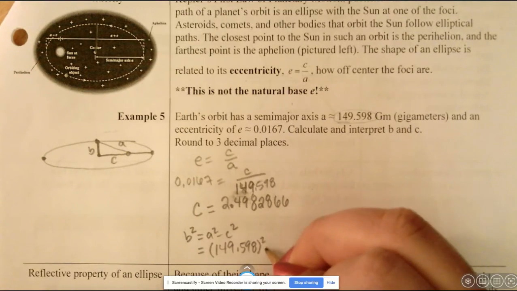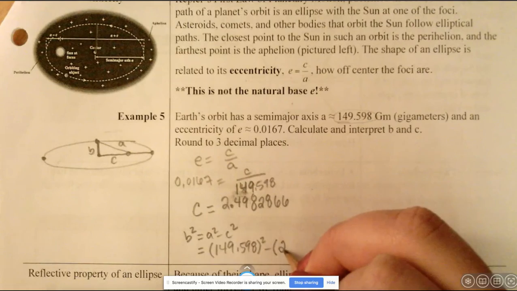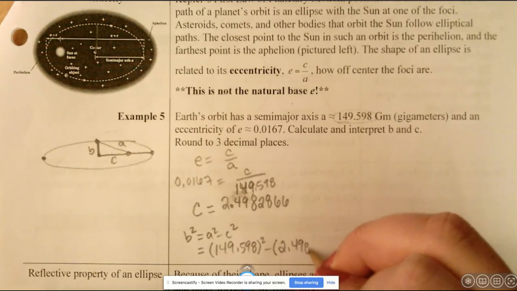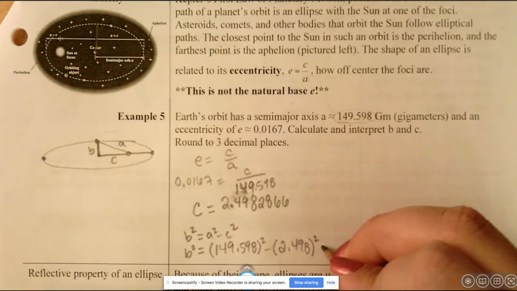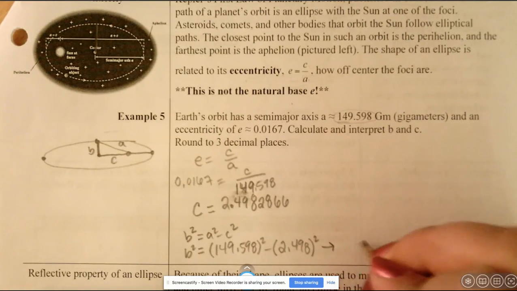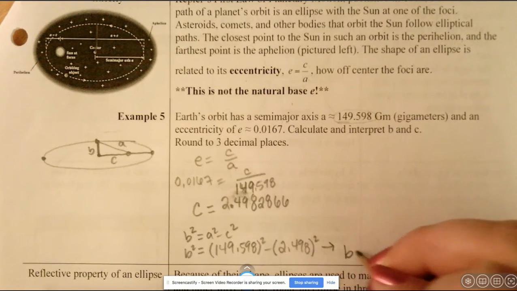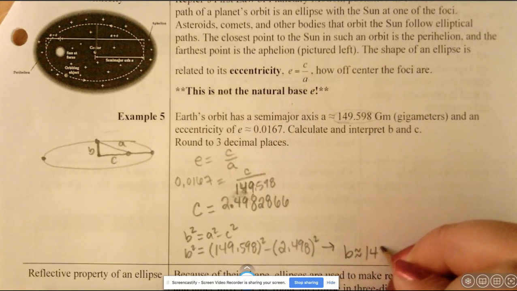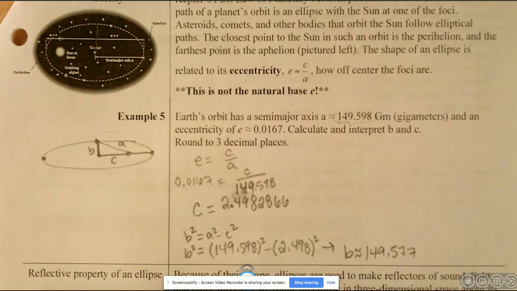149.598 squared minus 2.498 squared. Into the calculator it goes with a square root. B is approximately 149.577. Okay, so we've got A, B, and C.